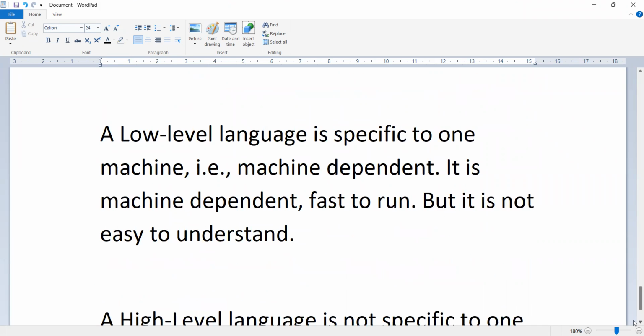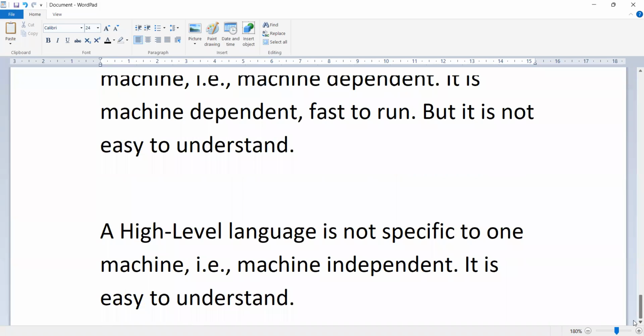A low level language is specific to one machine, that is, machine dependent. It is fast to run, but it is not easy to understand. A high level language is not specific to one machine, that is, machine independent. It is easy to understand. Thank you.